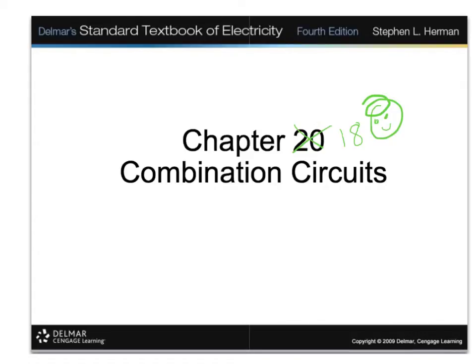This will be the last of our circuit videos, and it's chapter 18 in your textbook. We are going to be working with combination circuits. So we've already worked with parallel, we've already worked with series, now we're going to put them all together. And this one is more complex.